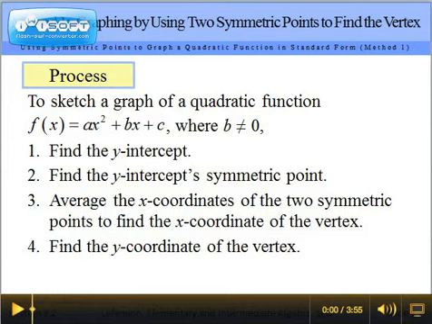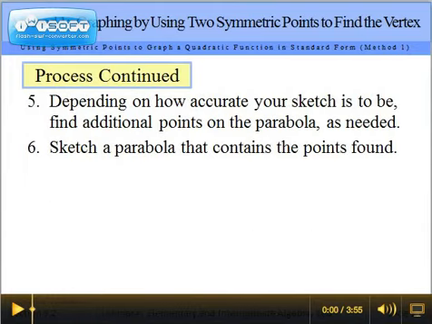We find the y-coordinate of the vertex. And then, depending on how accurate our sketch needs to be, we find additional points in the parabola as needed. And then we sketch a parabola that contains the points found.